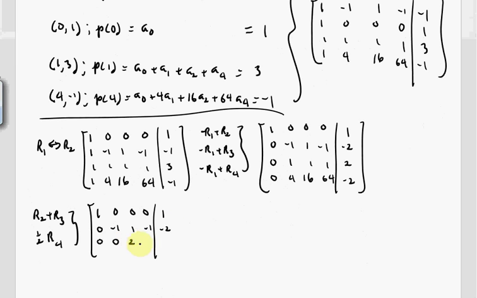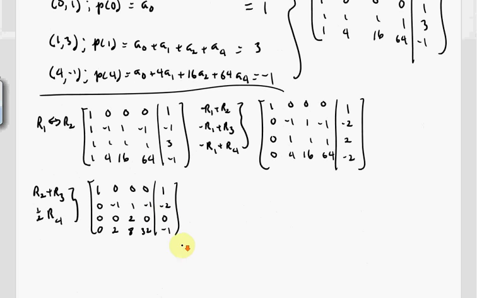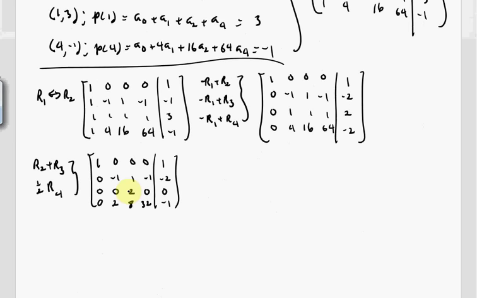Zero, 2, 0, 0, 0, 2, 8, 32, negative 1. And you can clearly see that this was A naught, A1, A sub 2 is going to equal 0. Right? This is 2 times A sub 2 is equal to 0. So you're going to get automatically A sub 2 is 0. So that's good to know.